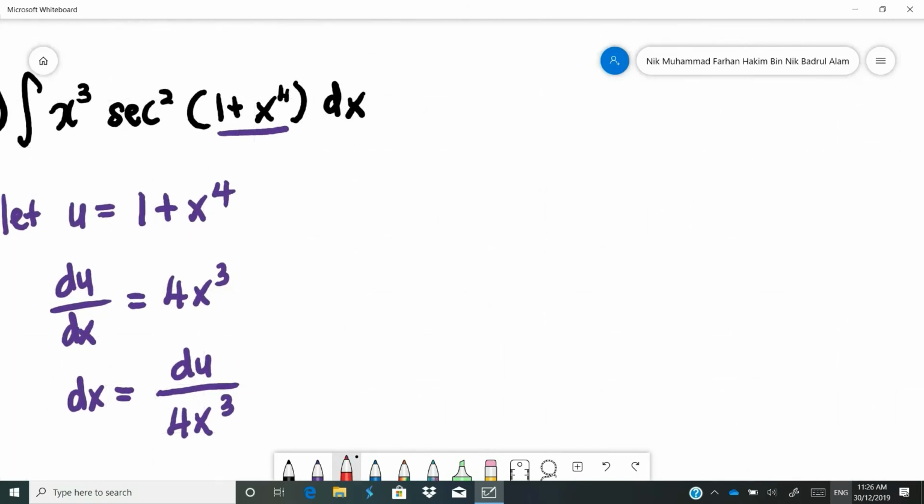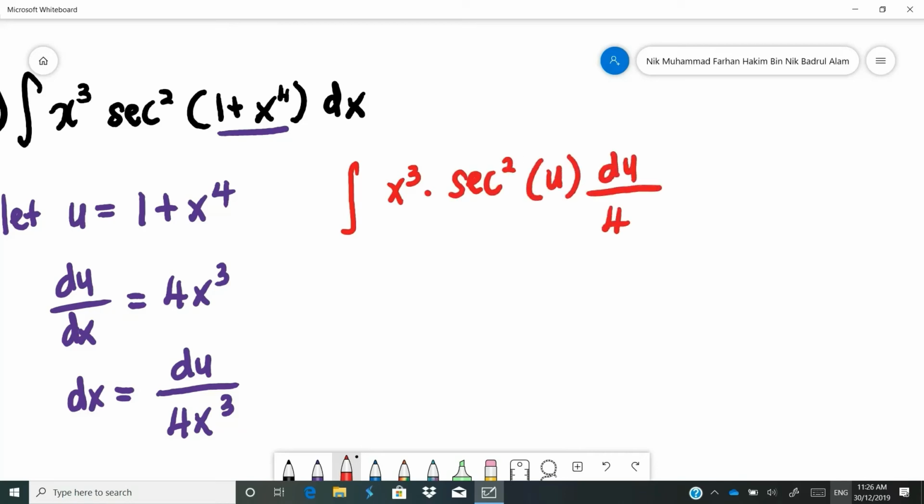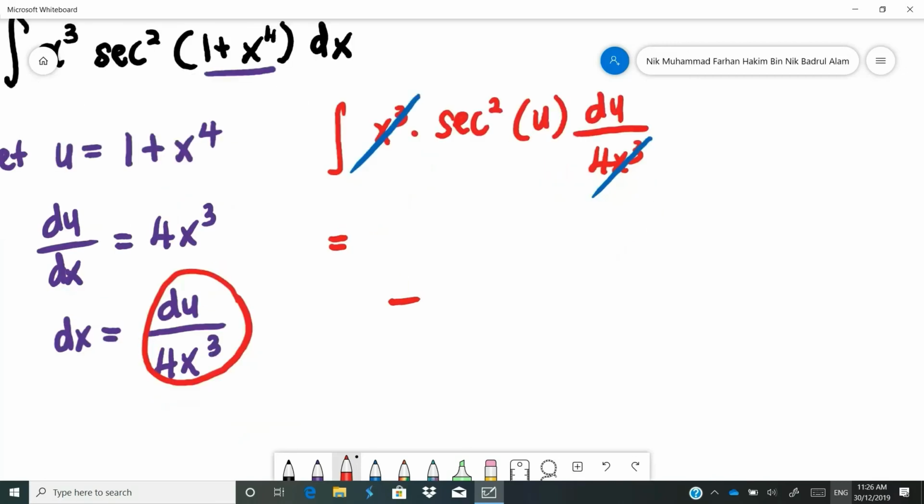So du over 4x to the power of 3. Now you will have something like x to the power of 3 secant square. The one in the bracket has become u already. So dx is actually du over 4x to the power of 3. Now we can cancel x to the power of 3 with x to the power of 3 here, leaving only, you take out 1 over 4 outside the integration. So you'll have secant square u du.